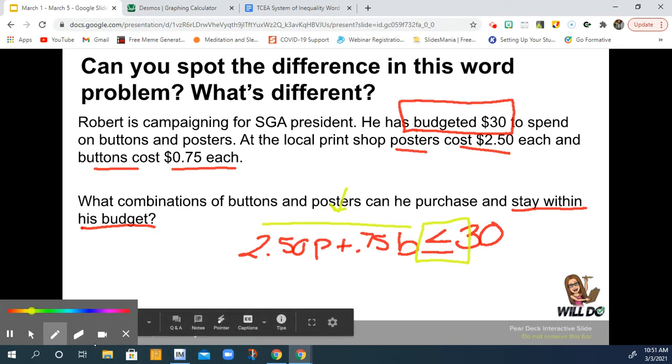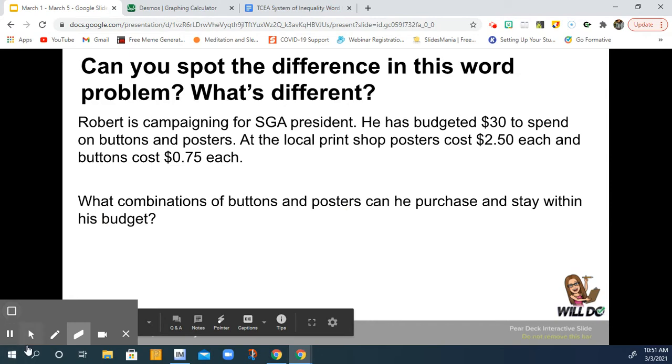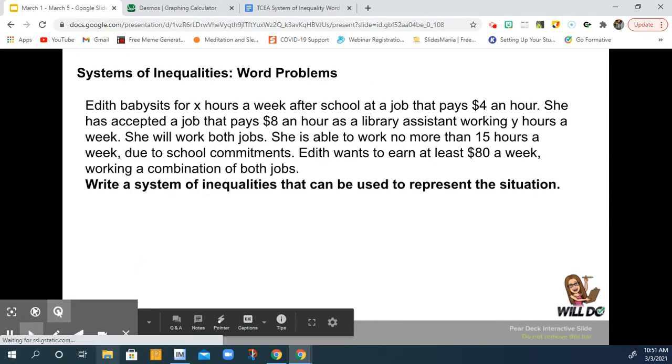Okay, so we can see now we're going to be dealing with systems of inequalities, which means, yes, there's going to be more than one inequality in your word problems coming up. So let's go ahead and jump right in.